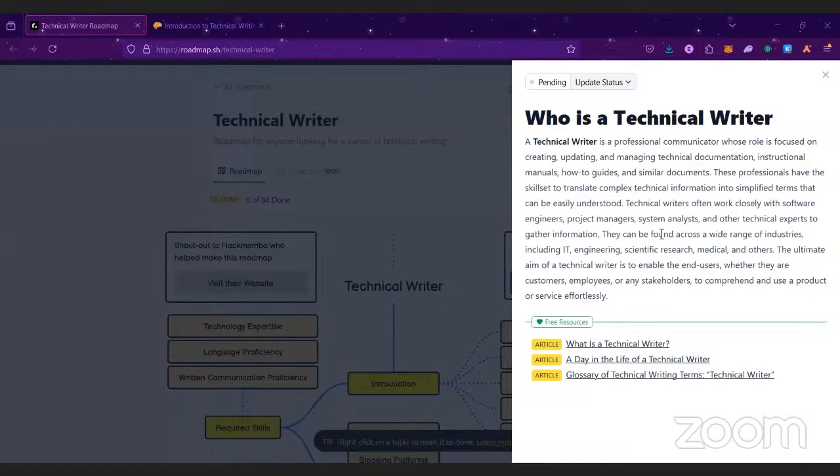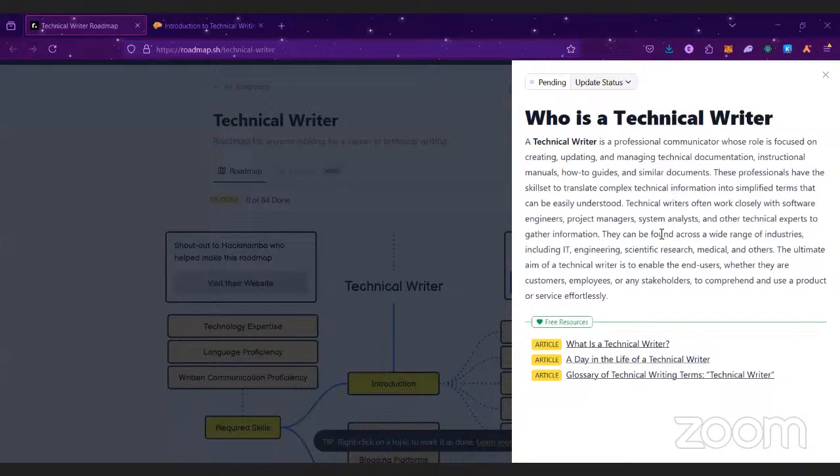So a technical writer is a professional communicator whose role is to create, update, and manage technical documentation. Obviously, because it's a technical writer, there is a little bit of technicality. That's why it is always advised that before you transition to be a technical writer, you have a technical background. That way, it is easier to translate complex technical situations into simple terms, using diagrams and infographics to convey complex technical stuff, right?